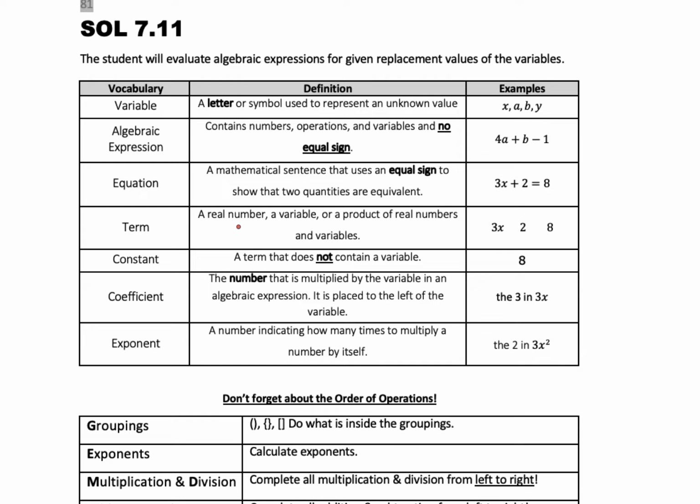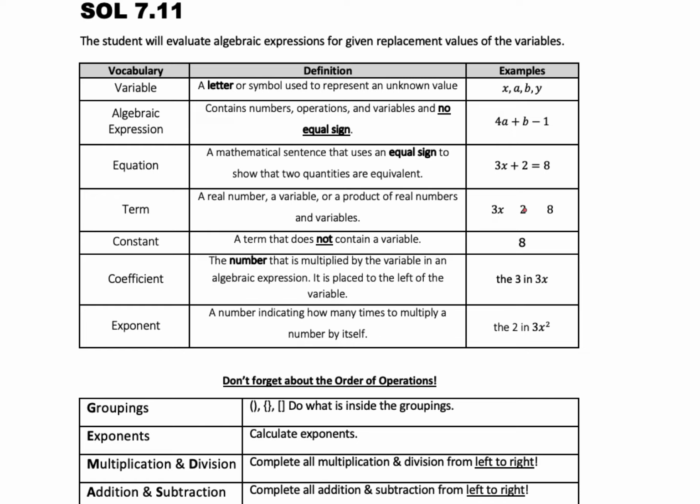A term is just a real number, a variable, or a product of real numbers and variables. So we have 3x, we have 2, and we have 8. Constants are specifically terms that don't contain a variable. So up here, when we had 3x, 2, and 8, 2 would have been a constant, and 8 would have been a constant. We have the coefficient, which is a number that's multiplied by the variable in an algebraic expression, and it's always placed to the left of the variable. So when we have 3x, 3 is your coefficient.